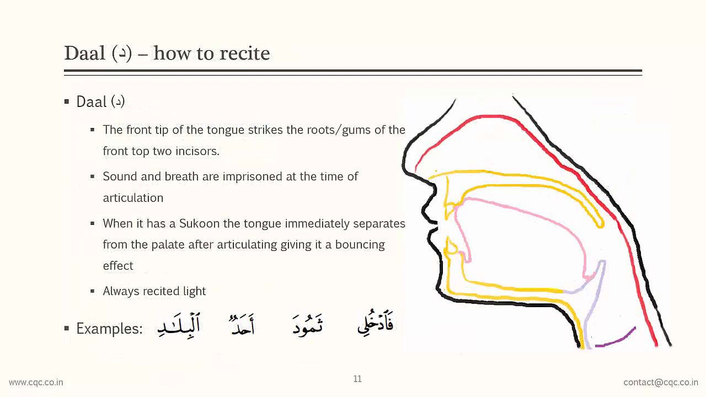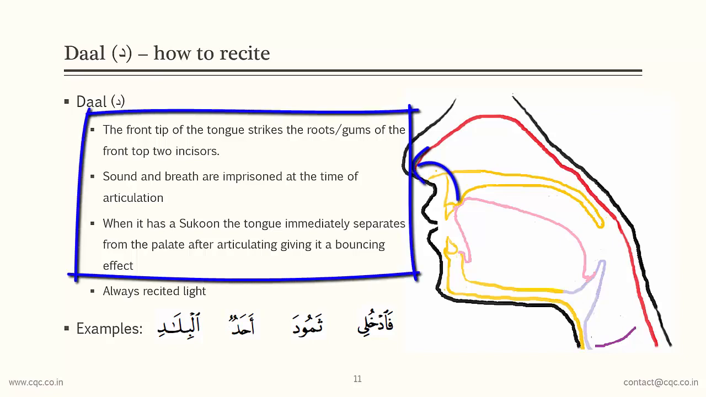The letter dal, which shares its makhraj with ta, also shares many characteristics with it. So just like ta, this letter also emanates when the tip is raised to touch the roots or gums of the front two top incisors, and the sound and breath both are imprisoned at the point of contact while separating immediately thereafter due to the qalqalah when the letter has a sukoon. So for example, if I recite it with a sukoon and if I don't give the qalqalah, the sakin dal will sound something like ad, id, ud. So the sound will be completely blocked.